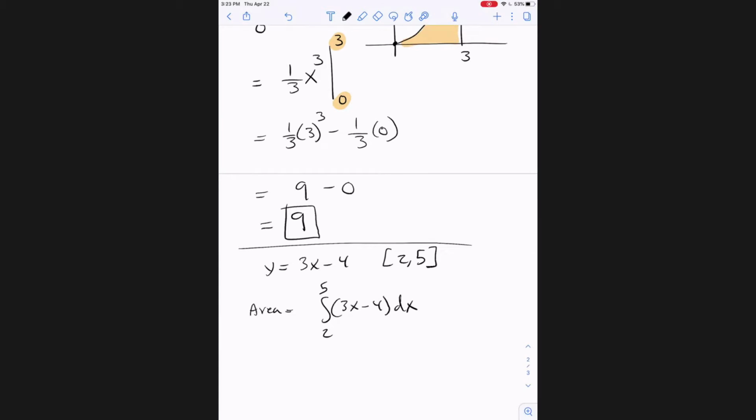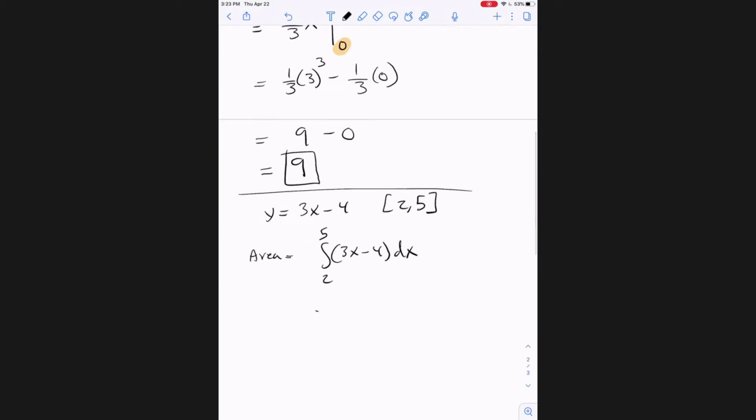So I'll show you how it's done quickly now. Are you ready? Don't blink. So first you take the antiderivative. What's the antiderivative of 3x? 3/2 x squared. Minus the antiderivative of 4, 4x. From 2 to 5.